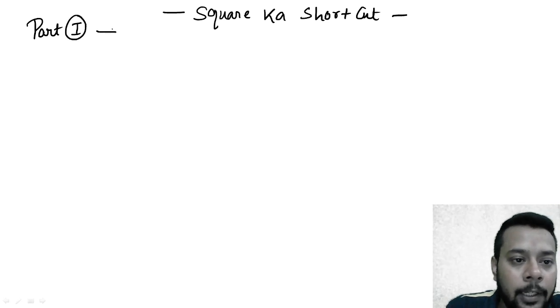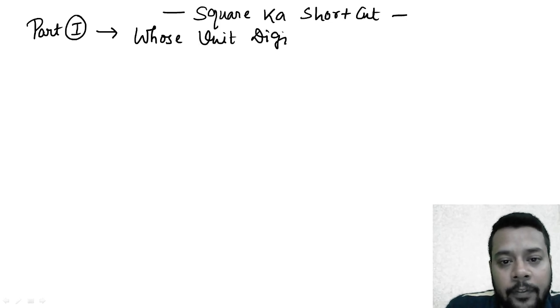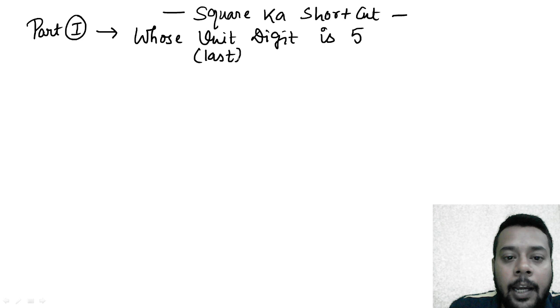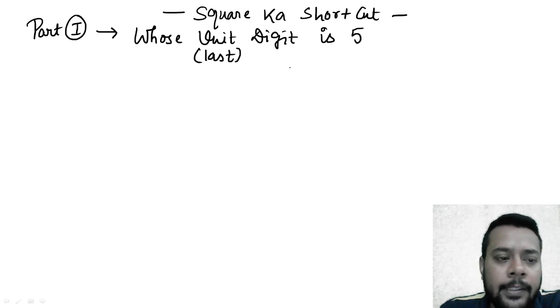where we'll be learning the square of those numbers whose unit digit is 5. I hope you know the meaning of unit digit, last digit, right? Last digit is 5. So how to find the square of those values whose unit digit is 5 within seconds?